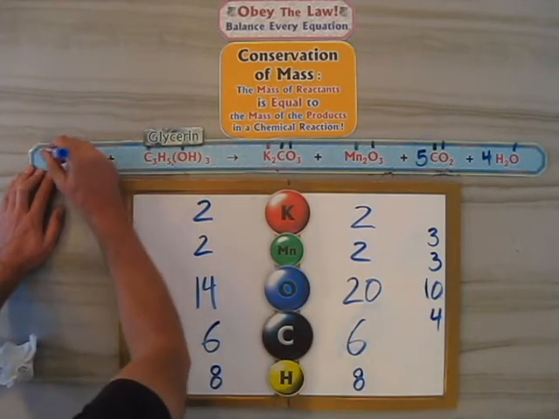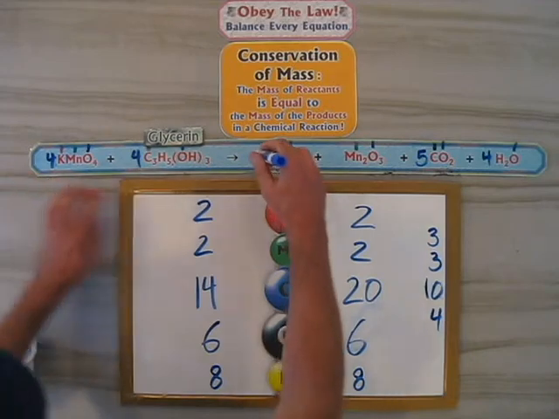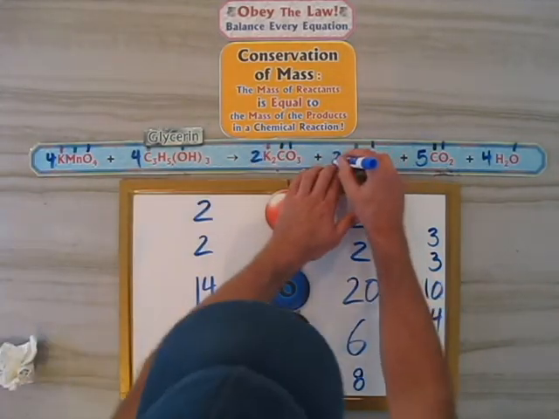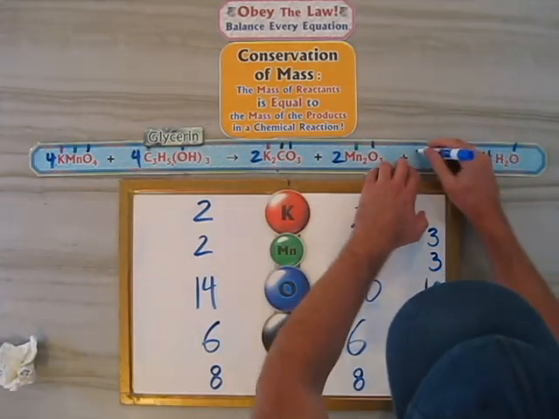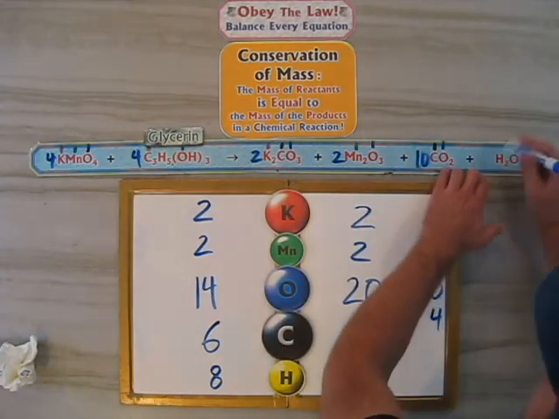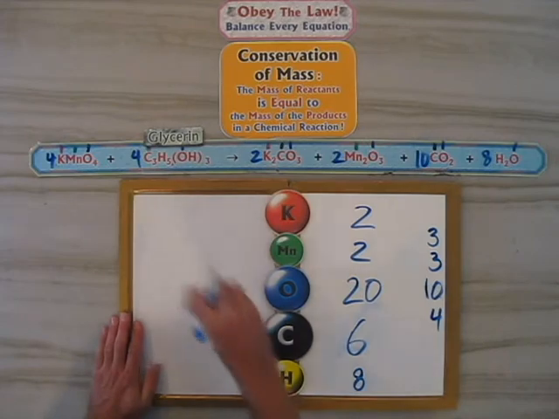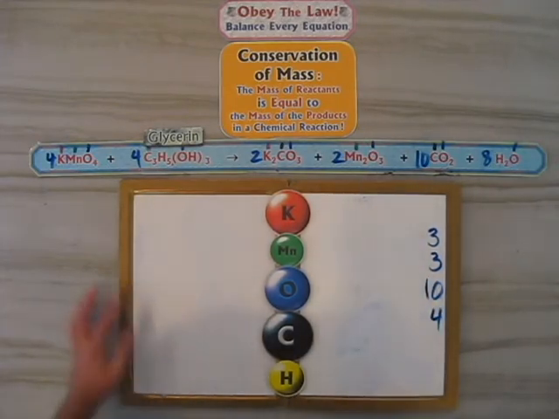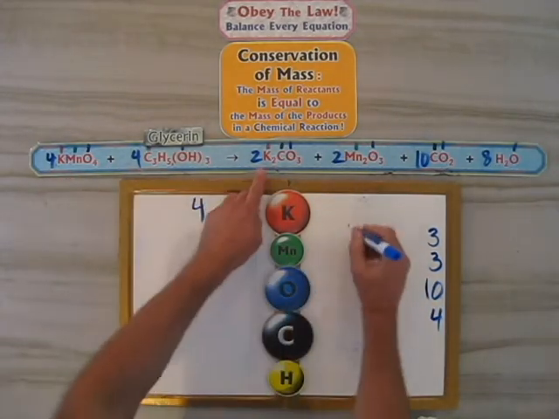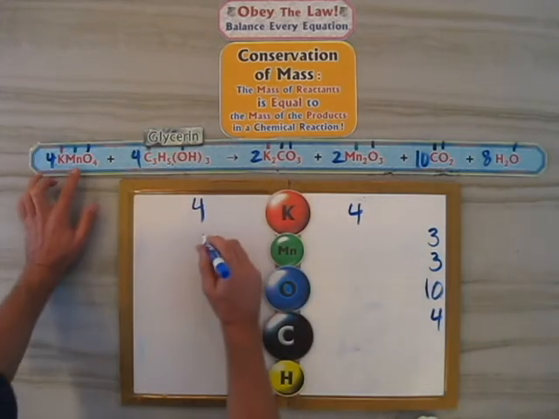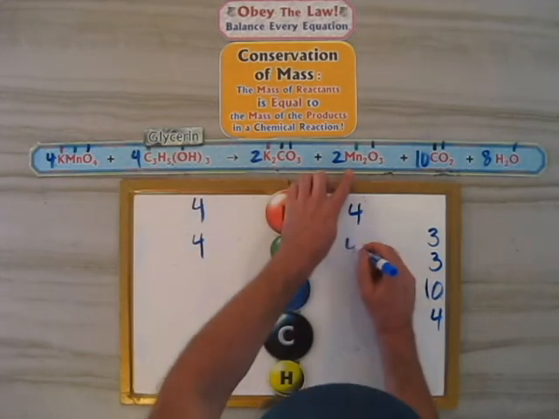So that would be a 4. That would be a 4. What would this one be? 2. This would be a 2. This would be a 10. This is crazy. And 8. Okay. So then, let's just see what our numbers are if I do this. Most of them should just be doubled. Like that should be 4 potassium, 4 potassium, 4 manganese, 4 manganese.